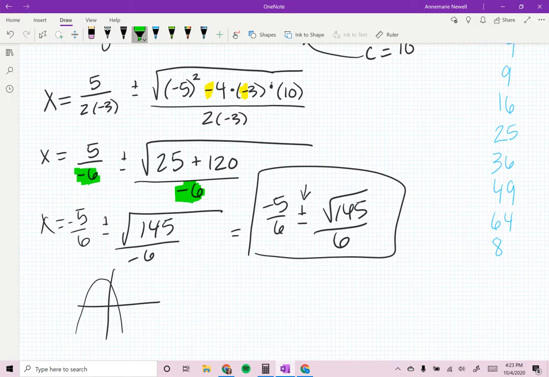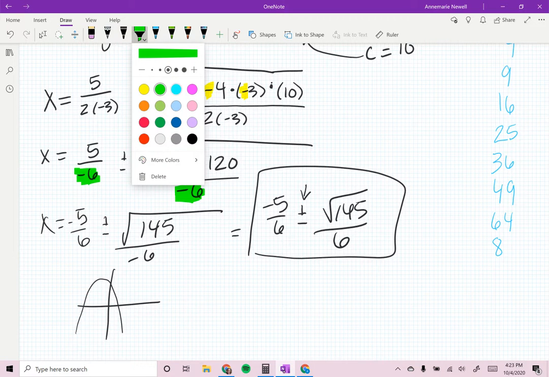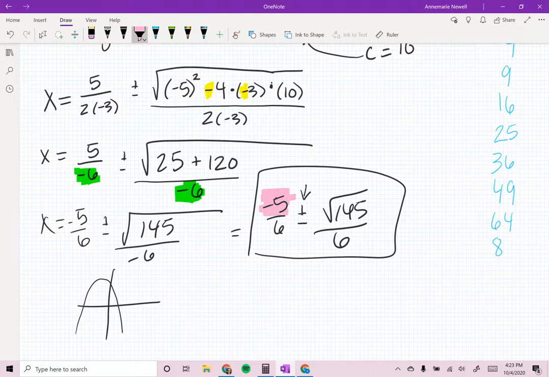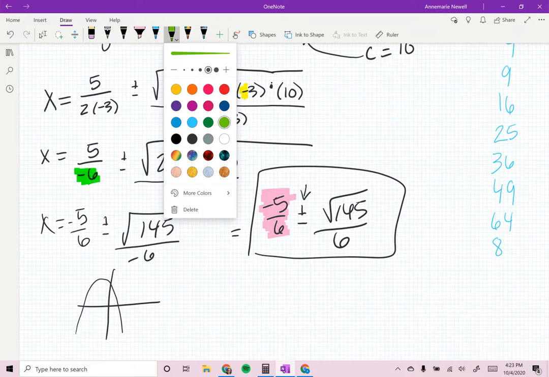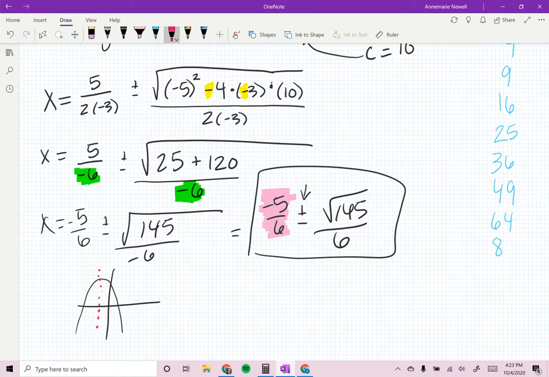This means, here I'm going to go, what's a good color? Light pink. -5/6 is the center, is the axis of symmetry, okay? The axis of symmetry, I wish I could find the same color, is here, -5/6, okay?